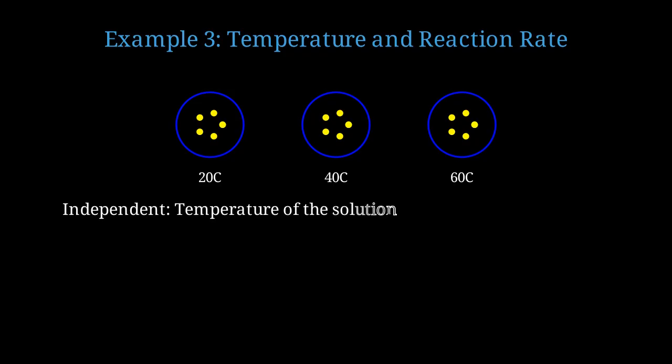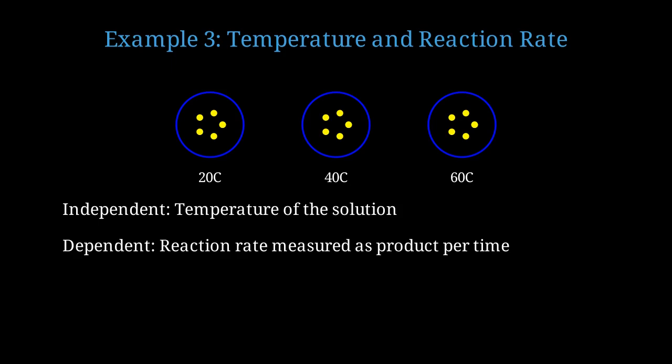The independent variable is temperature. You're deliberately controlling and changing the temperature. The dependent variable is the reaction rate. You might measure this as grams of product formed per minute, or as time to complete the reaction.